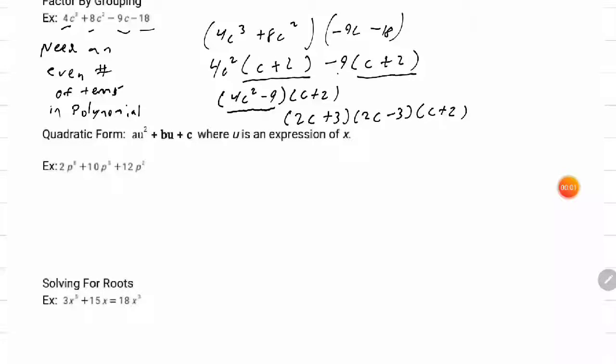So for this next one, it's going to look like a quadratic formula, even though we're going to have higher exponents. But here, I'll show you how it goes. So all of these actually share a 2 and a p squared. So you always take that out first. So we have 2p squared times (p to the 6th plus 5p to the 3rd plus 6).